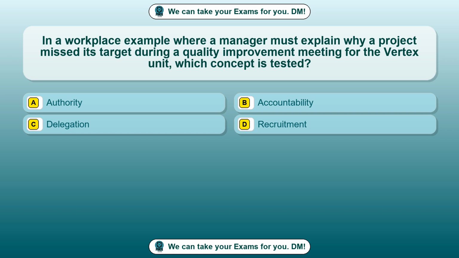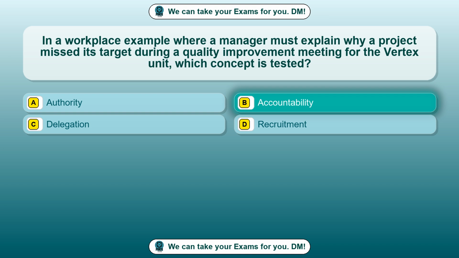Question 3. In a workplace example where a manager must explain why a project missed its target during a quality improvement meeting for the Vertex unit, which concept is tested? Option A. Authority. Option B. Accountability. Option C. Delegation. Option D. Recruitment. The correct answer is option B.